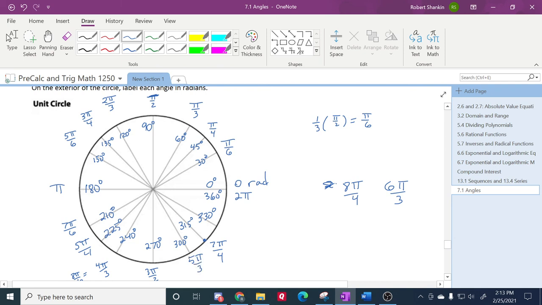And if you went up pi over 6, think of this one down here as going all the way around the circle, which is 12 pi over 6. That's the same as 2 pi, but then come back 1 pi over 6, so it's 11 pi over 6.